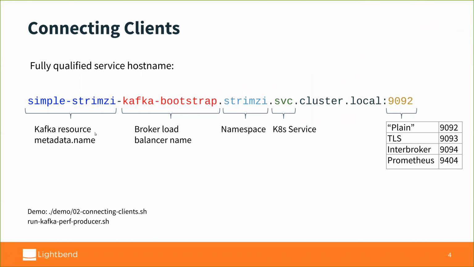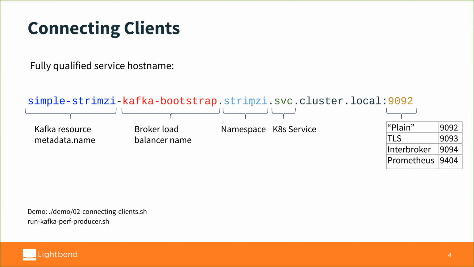So to connect clients to this cluster, we just need to use the service that gets created with this cluster. This is an example of a fully qualified Kubernetes service hostname to connect to the cluster we just created. We're just going to break it down into its components. The first part is the metadata name of the Kafka resource. Several services are created per cluster, so in order to tell them apart from one another, we have this suffix of the hostname called kafka-bootstrap, and this is meant for the client connections to this cluster.